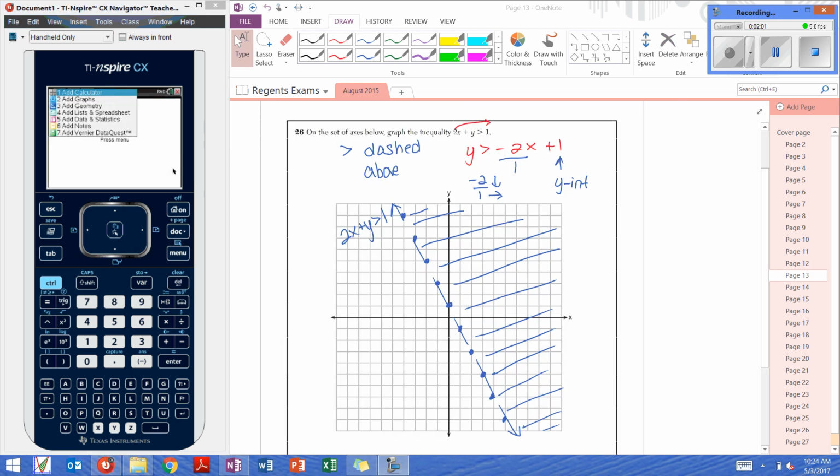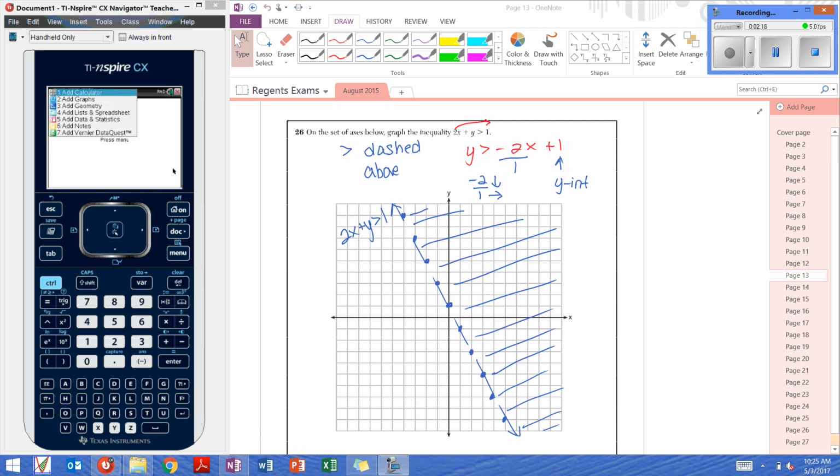Question 26 was pretty straightforward. A couple of the things that you needed to have for this one: make sure all the points are plotted on your graph, pay attention to solid and dashed lines, and shading. So we can't just have like 1 or 2 points on the graph. You want to plot all of them.